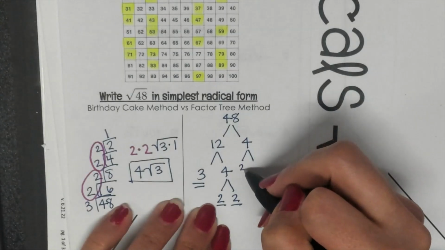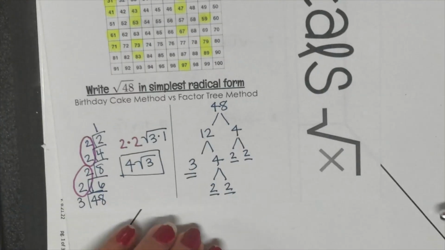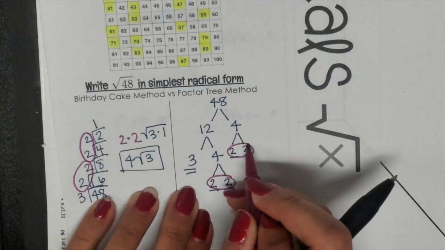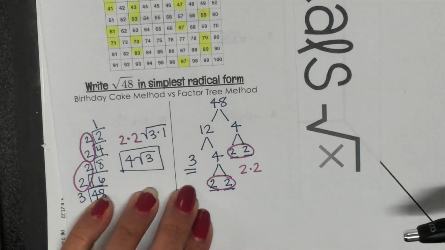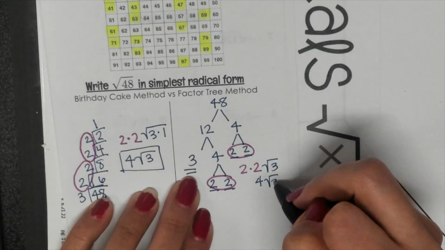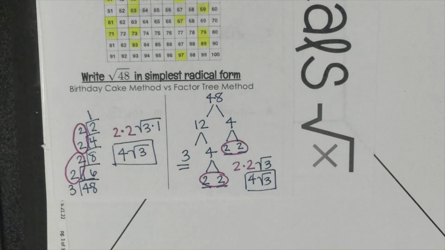And this 4 can be broken down further. Now we're in primes. Same as before, buddy system. Buddies, buddies. A set of 2's, another set of 2's. Inside the house is a 3, so 4 square roots of 3. All right.